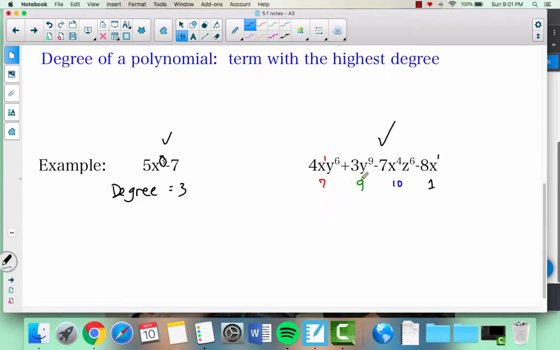So when I look at each of my individual terms, my degree for this polynomial is actually going to be 10. Even though it doesn't look like it's the highest exponent, together this one term has the highest degree. So always look for the highest. If there's multiple variables, you want to make sure you add those exponents together, and that'll tell you what your total degree is for each term.